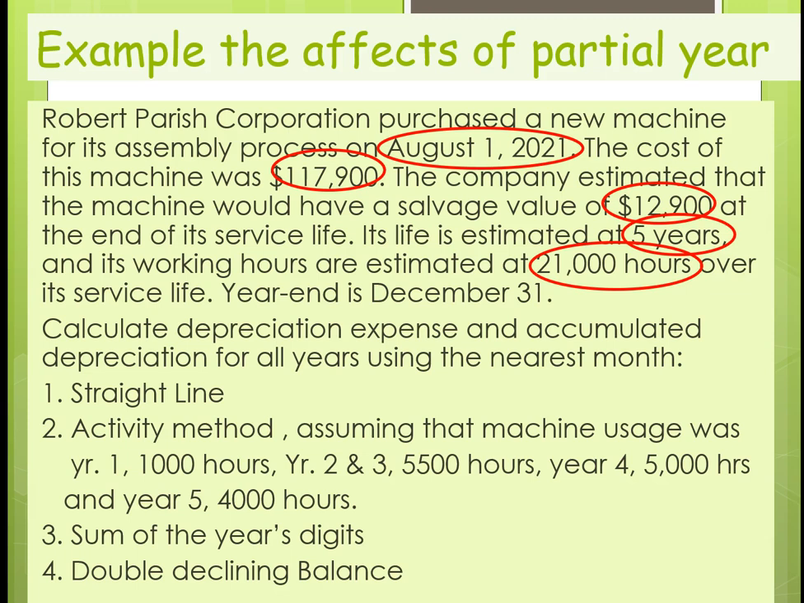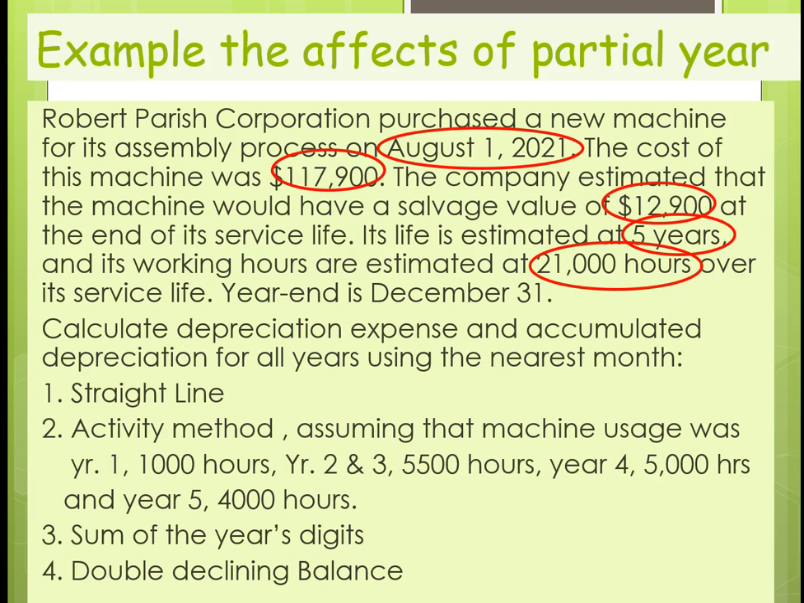And what we're going to do is straight line, activity method. Now when you do the activity method, they have to give you the actual usage. Remember, these numbers are used specifically for allocating the amount of depreciation for that year. The estimate is the one that you use to come up with the rate. The actual is how you determine how much to allocate. So please remember that. People always get confused about that.